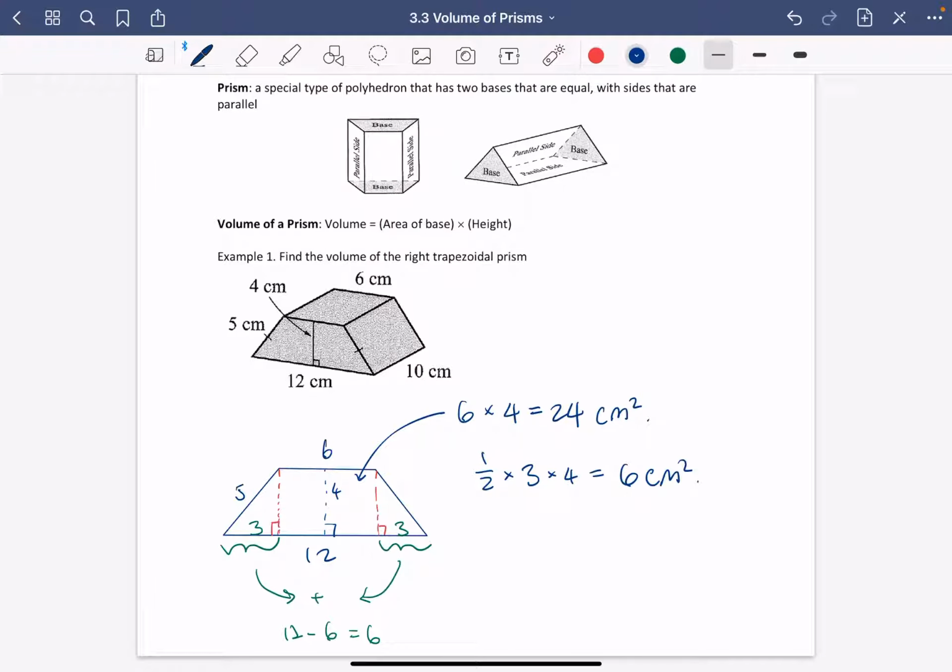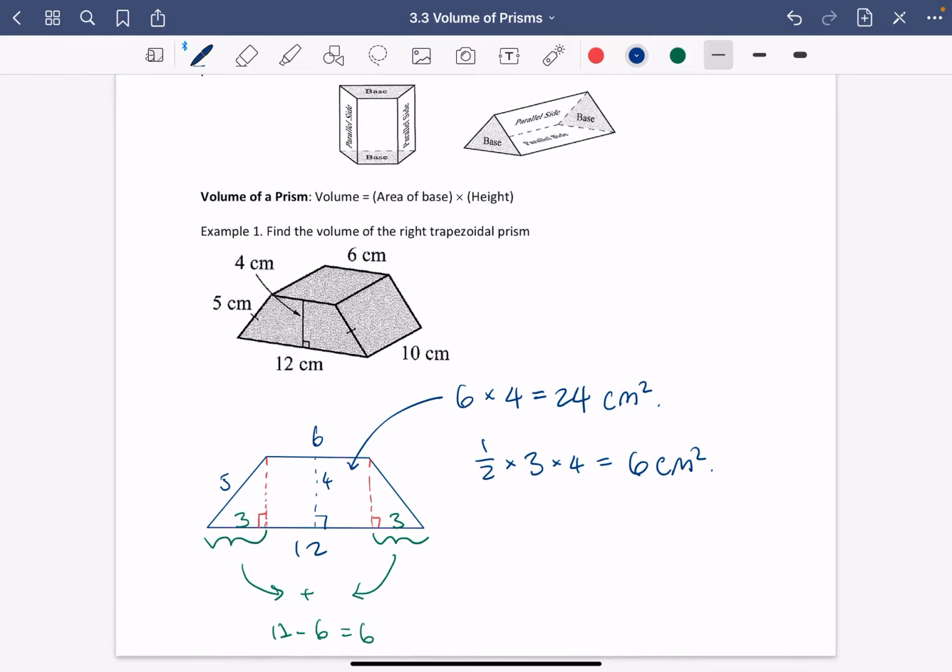And how many triangles do we have? We have 2 of the same triangles, so the area will be 24 for the rectangle, plus 6 plus 6 because of the 2 triangles. So that would be 36 centimeters squared. Now we have the area of the base.